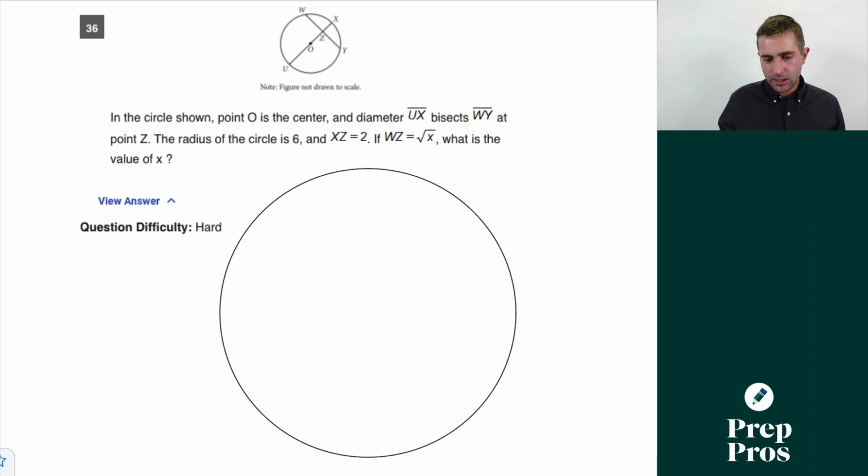If WZ equals root x, what is the value of x? So what we have here is our center, which is O, a point over here, which is W, a point over here, which is Y, and a point up here, which is X.